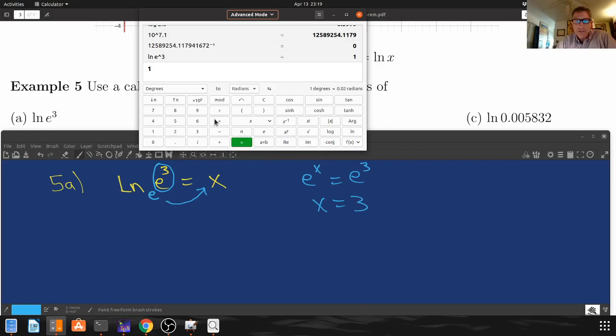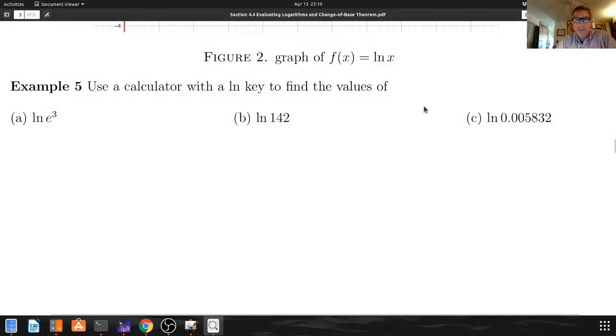Let's actually do a clear and do ln of e raised to the third power. And do it that way. There we go. So it was just one of those I needed parentheses types of things. You never can tell. Calculators can be our friends and our enemies.